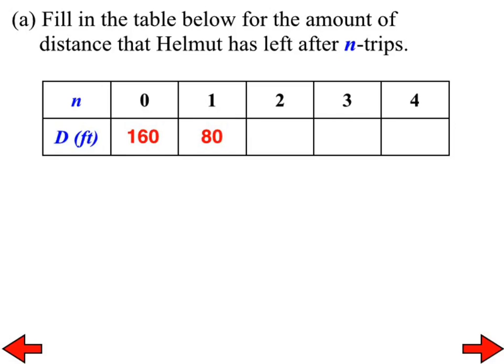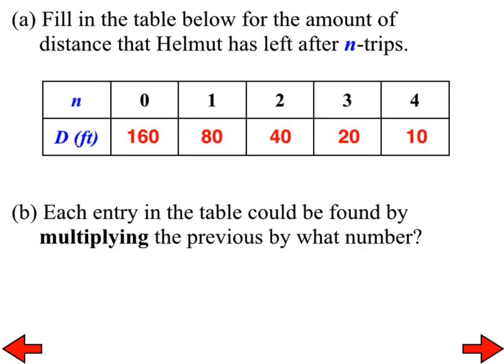All right, let's finish off the table. Each trip, he cuts the distance in half. So obviously, on the second trip, it would cut that in half to make 40, and then 20, and then 10. Part B, it said, what number were we multiplying by?